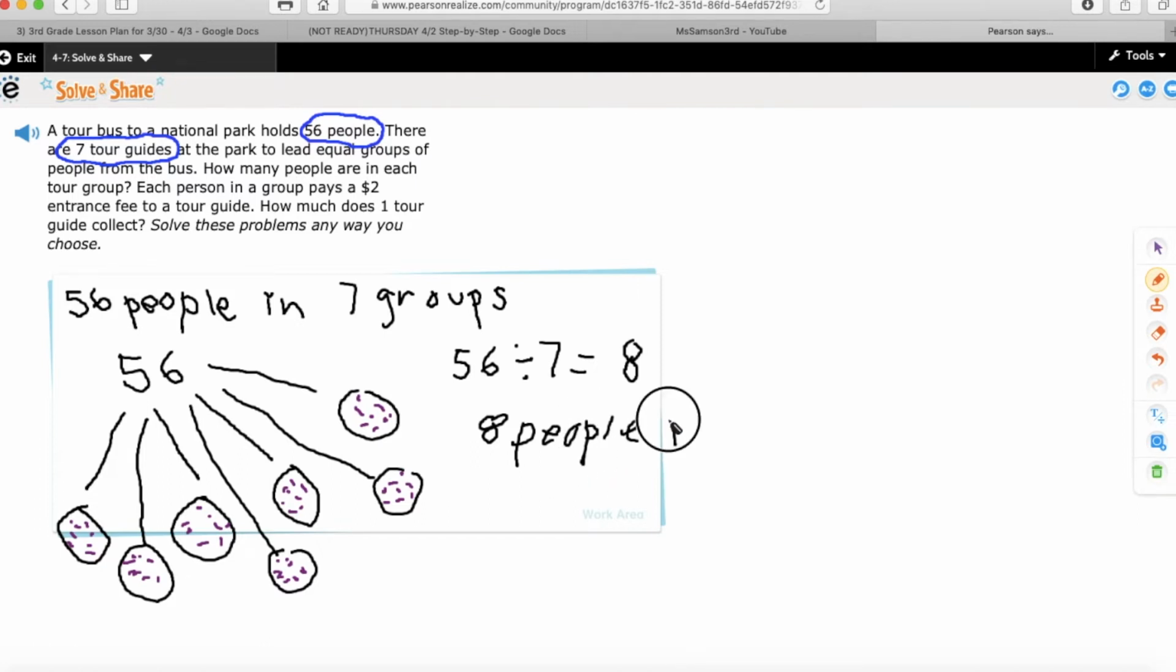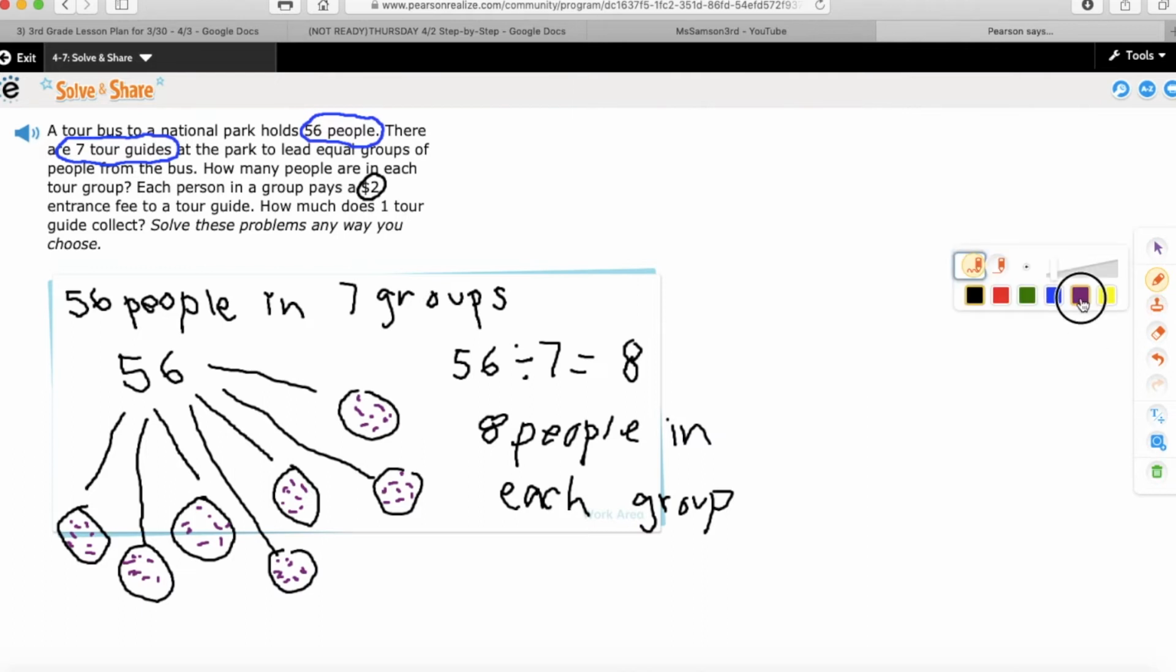In each group. But we are not done yet, because the second part of the question is, each person in a group now pays $2, a $2 entrance fee. So we already know that there are 8 people in a group, and each person is now going to pay $2. So now you need to figure out how much they are going to pay to get in. So they want to know how much does just one tour guide get.